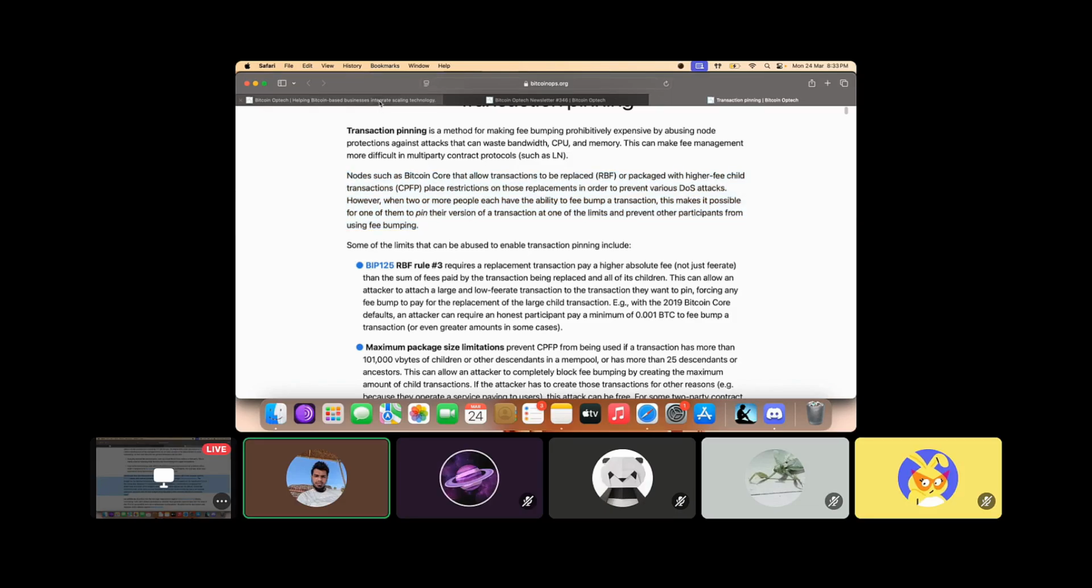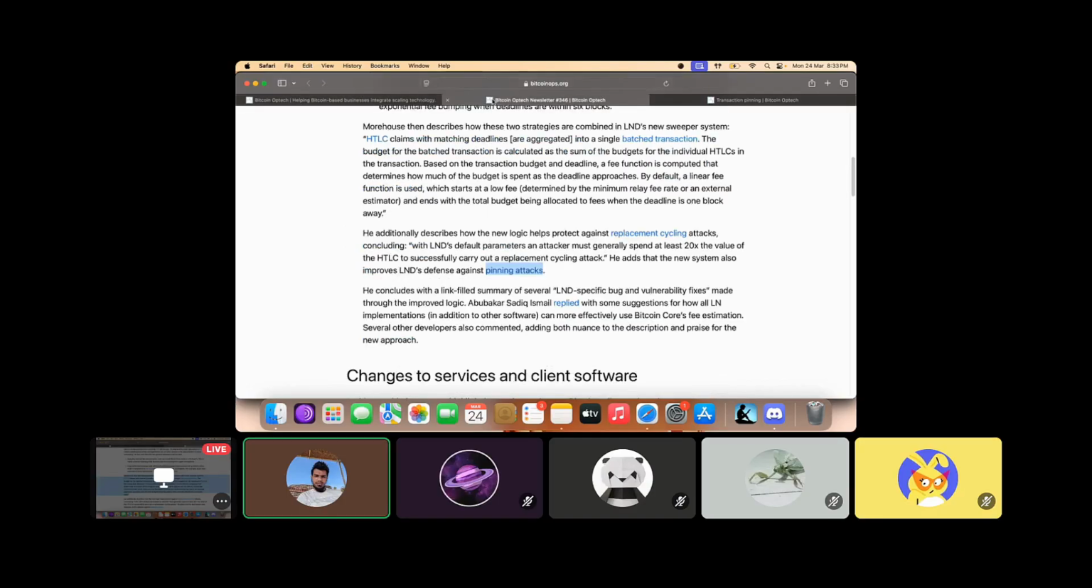So this sweeper mechanism, or the sweeper method of fee estimation that LND talks about, does not prevent these pinning attacks, but it diminishes them or makes them much more expensive. And the other attack that it makes more expensive, as it claims by 20x, is the replacement cycling attack. Let's just see what the replacement cycling attack is.